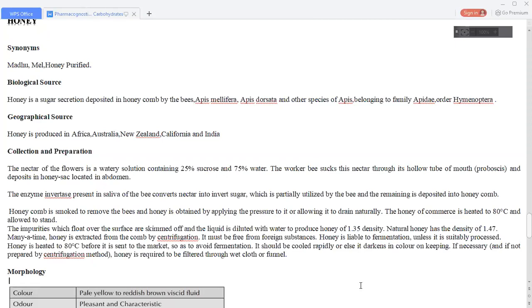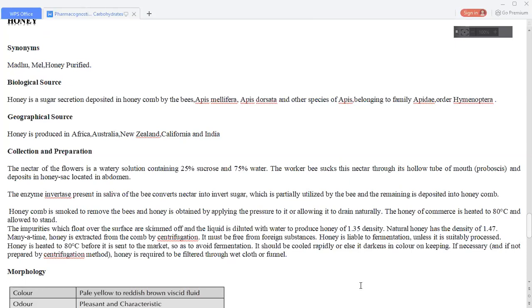Many a time, honey is extracted from the comb by centrifugation. It must be free from substances. Honey is liable to fermentation unless it is suitably processed. If it is not processed properly, it will undergo fermentation. Hence, honey has to be heated to 80 degrees before sending it to the market. This is to overcome fermentation.